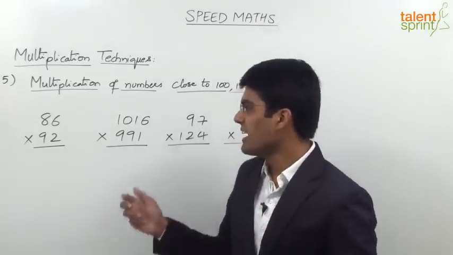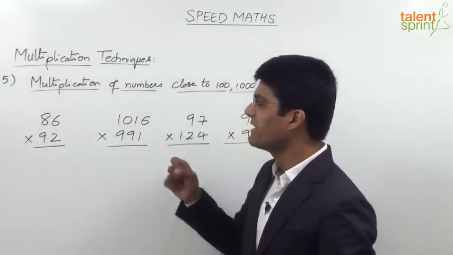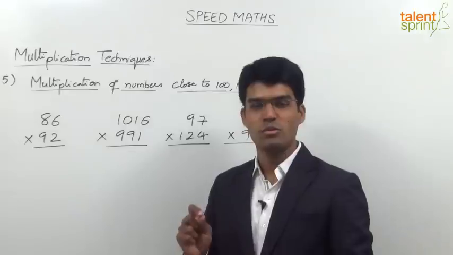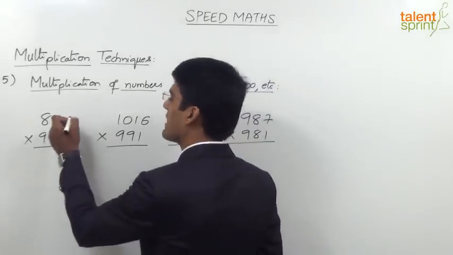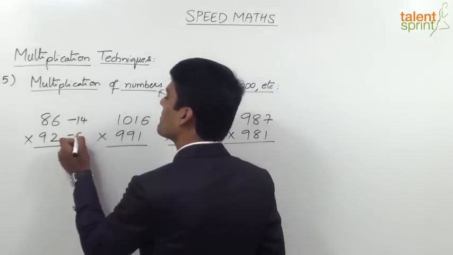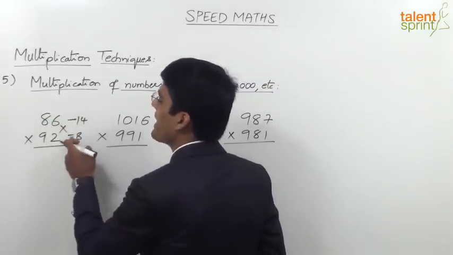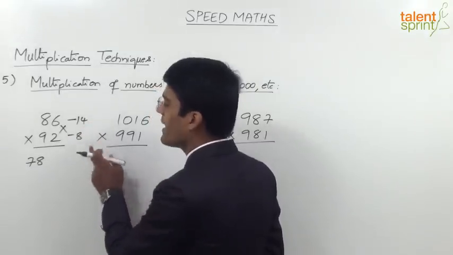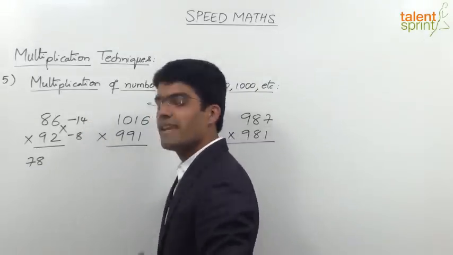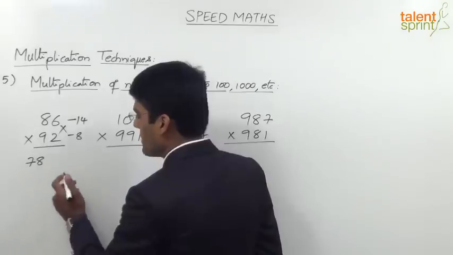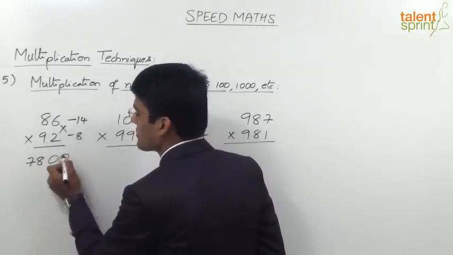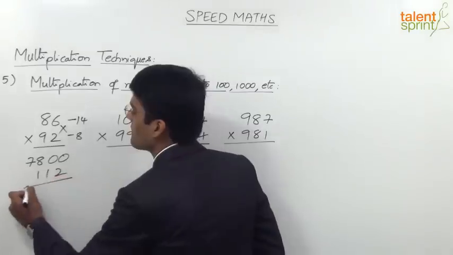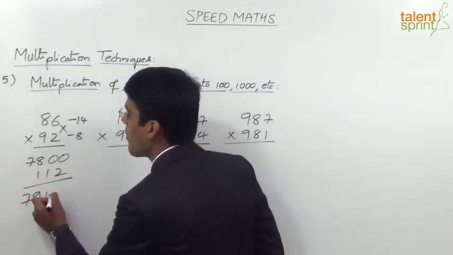Right, so let's see what are the answers for these questions. The first one here is 86 into 92. We know that both are close to 100. So this is 100 minus 14, 100 minus 8. 86 minus 8 is 78. Minus 14 into minus 8 is 112. Remember, here we have only two zeros and we need to add 112. So the final answer will be 7912.